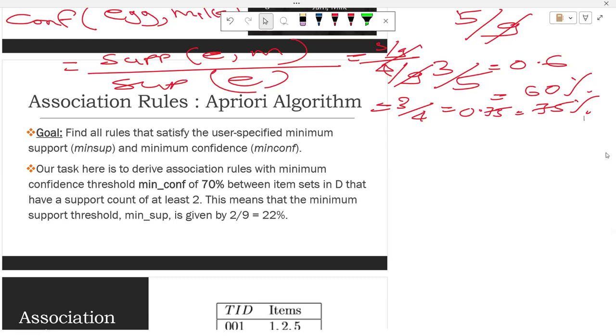To calculate the confidence of X implies Y, it is the support of X and Y divided by the support of X. So I will explain here. Just look at this again.